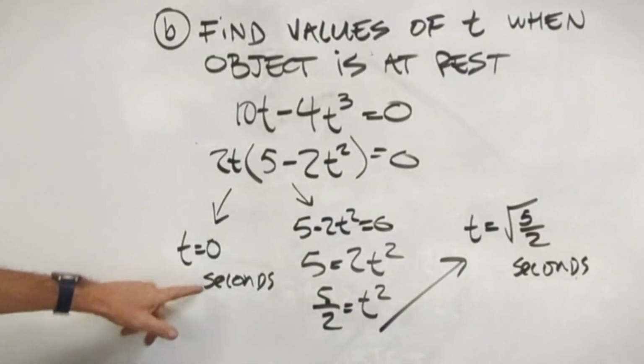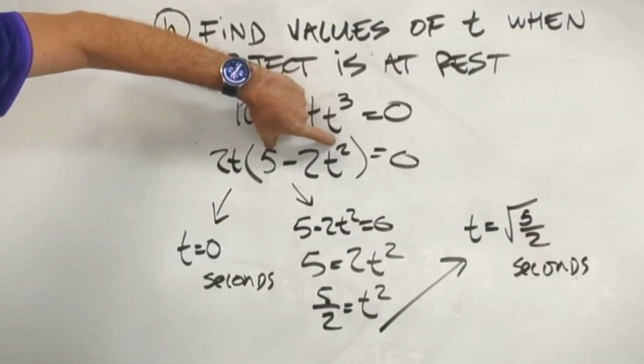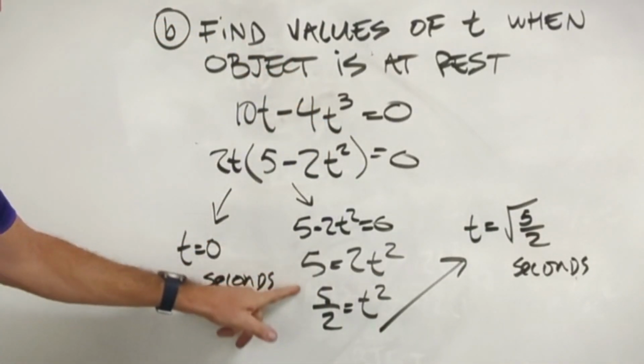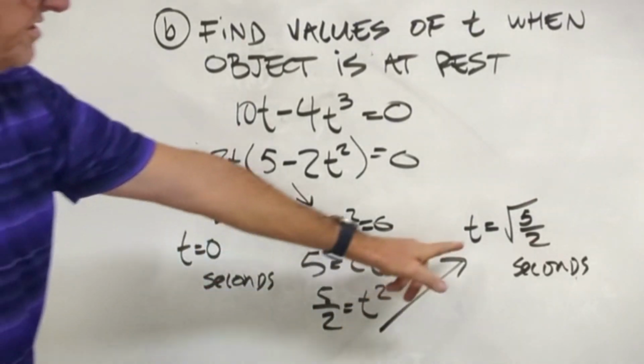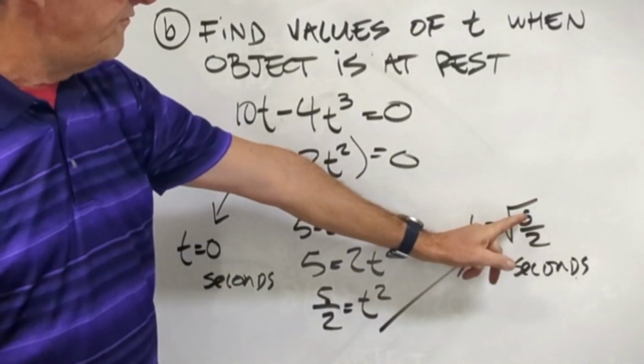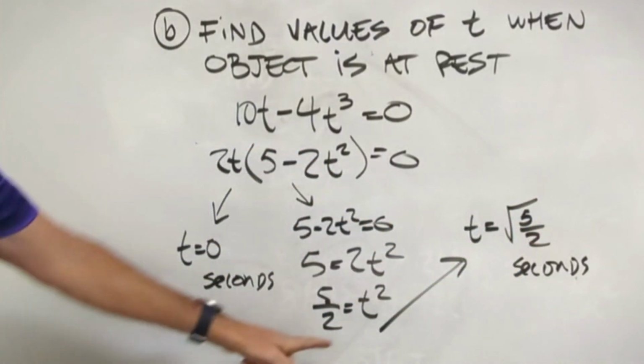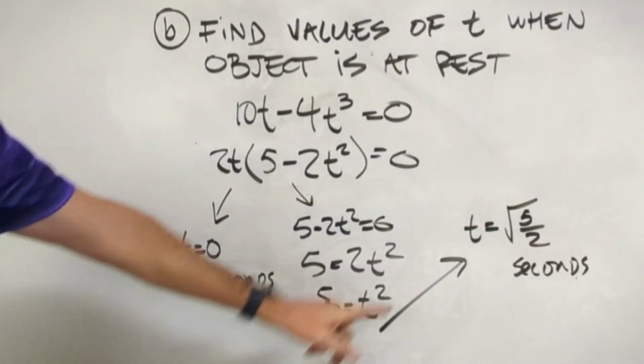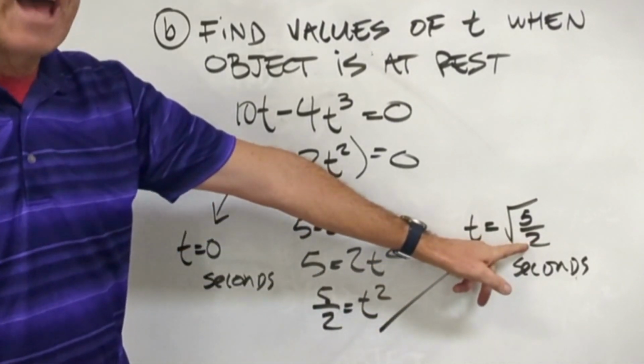So that's one solution. The second solution is this binomial set equal to 0. I worked my algebra and I got all the way down to t equals root of 5 over 2. Now, technically, when I take the square root of both sides here, I have a minus value for that as well.